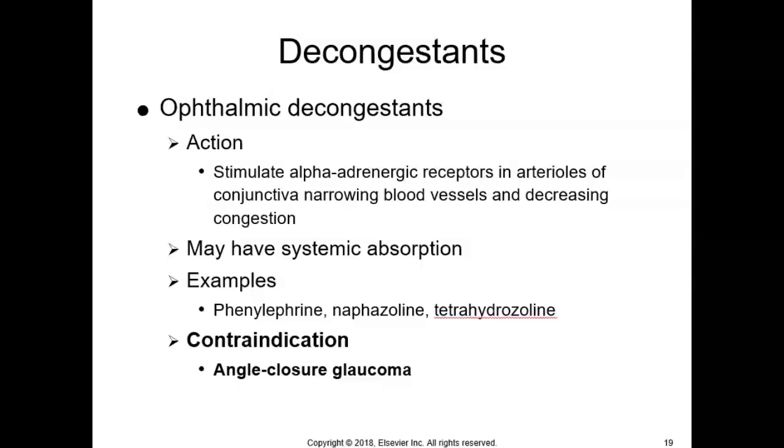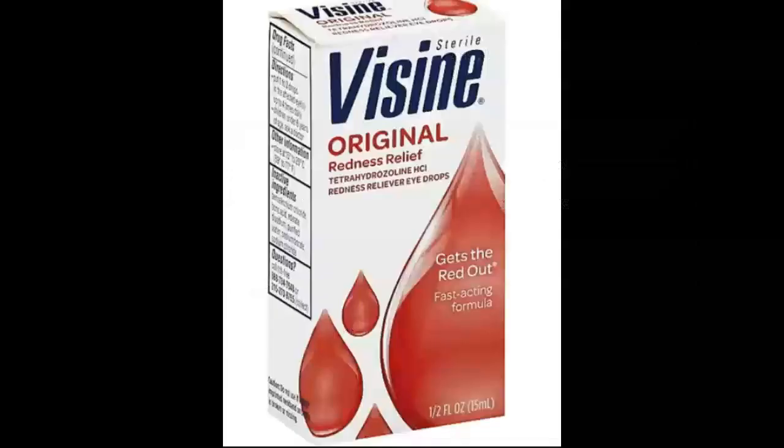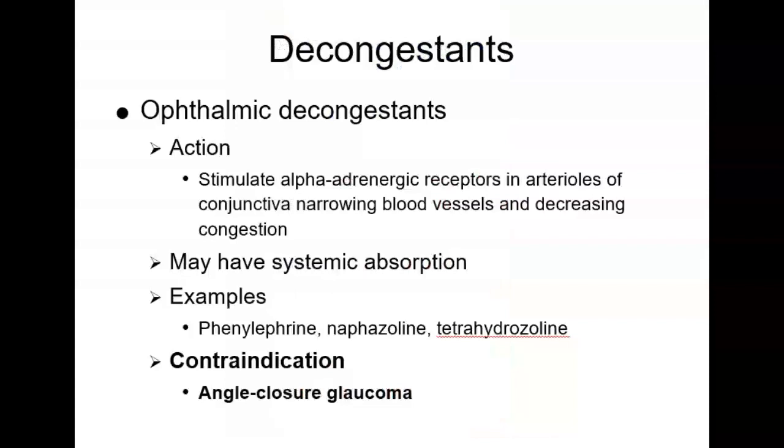Eye inflammation typically presents with redness due to vascular congestion of the conjunctiva. Ophthalmic decongestants such as phenylephrine, naphazoline, and tetrahydrozoline stimulate alpha adrenergic receptors in the arterioles of the conjunctiva, vasoconstricting or narrowing the blood vessels, thereby decreasing congestion and decreasing the appearance of redness. These are medications like Visine, which is the brand name for tetrahydrozoline, which gets the red out, right? So these medications reduce that red eye appearance. Ocular decongestants are contraindicated in patients with angle closure glaucoma because these drugs may contribute to acute angle closure, a medical emergency.